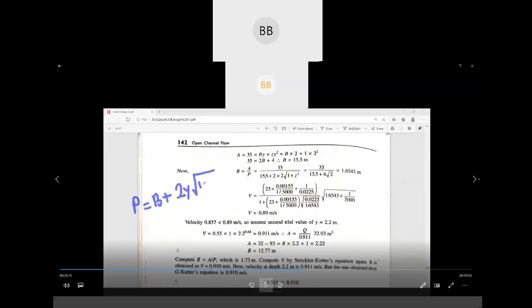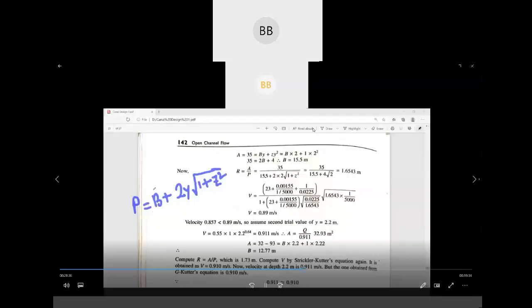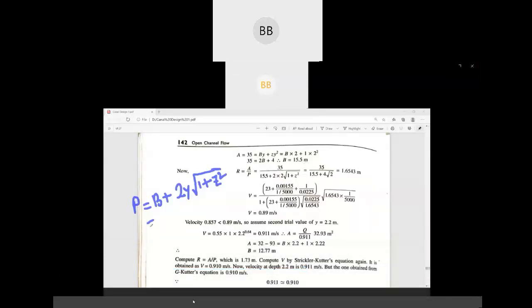One plus z squared. This is the wetted perimeter equation of a trapezoidal channel. In this equation, z value is 1, it's given. Y value we have assumed as 2. And the width of the channel we have just now calculated, that is 15.5. So find out the wetted perimeter. And then you find out the hydraulic radius, which is nothing but area by wetted perimeter. So first you find out the wetted perimeter value, then you find out the R value.